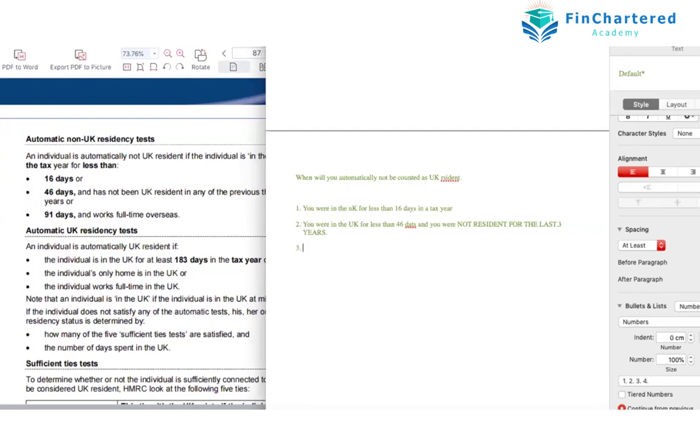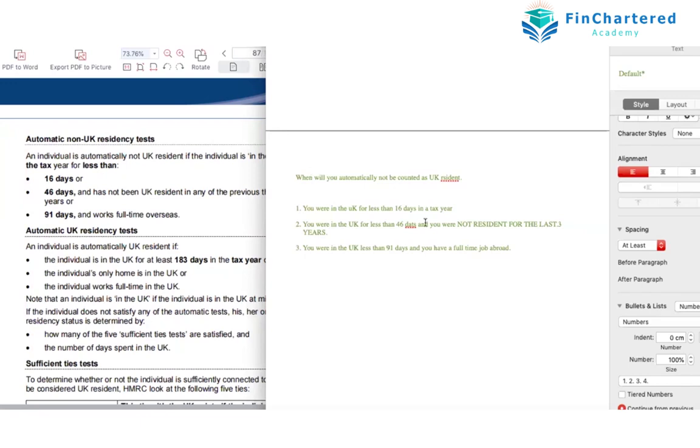And you will also not be a UK resident if you were in the UK less than 91 days and you have a full-time job abroad. So if you are somebody who has a full-time job, maybe in Singapore, because you have a full-time employment in Singapore, even if you stay for 80 days or even 90 days in the UK, you will not be treated as a UK resident because you have a full-time employment in another country.